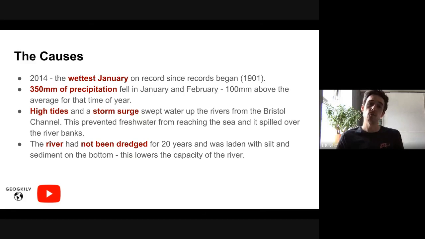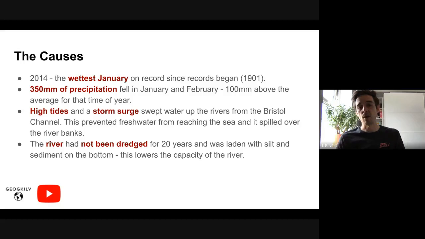Now, 2014 was the wettest January on record since records began, and records began way back in 1901. So, essentially, what we're talking about here is a once in a century style flood. We're talking about once in 100 years. We had 350 millimeters of precipitation. Okay, now remember, when we're using keywords, we use keywords as much as possible. Precipitation, I'm talking about rainfall that fell between January and February. Now, that might not sound like much, but it's about 100 millimeters above the average for that time of year.